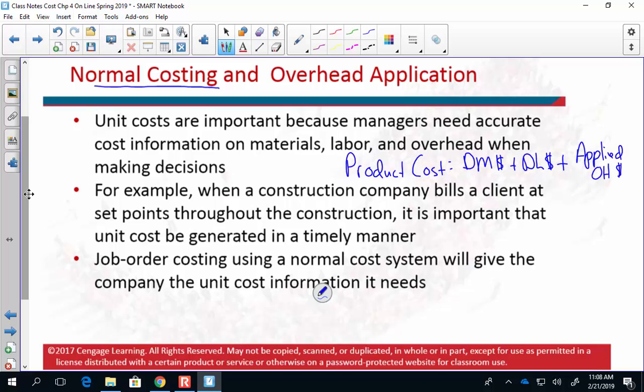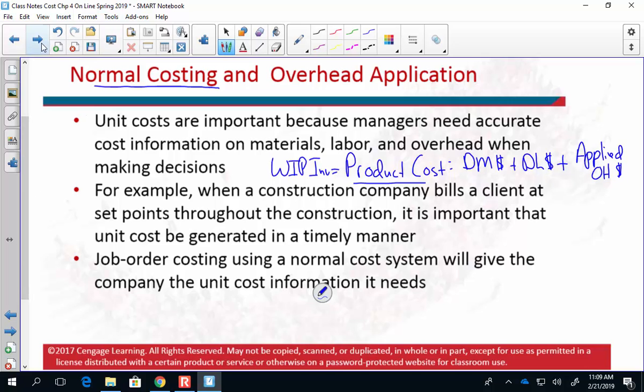In chapter 2, chapter 3, we use actual costing, right? Whatever the overhead was, whatever the depreciation was, whatever the utility bill was, that's what we put into work in process. This is our work in process account. What goes into it? This is only product cost, work in process inventory, is all that we can use here.